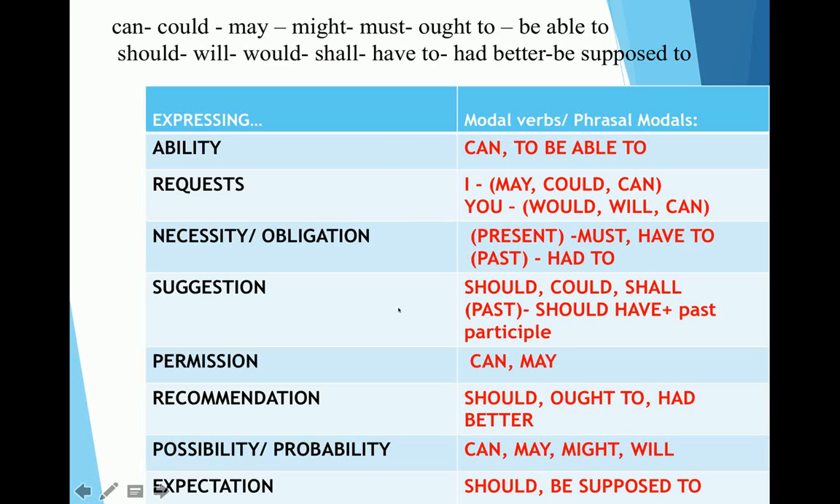To express suggestion, you can use should, could, shall, and in the past, you can use should have plus past participle. To ask for permission, you can use can or may. Recommendation, should, ought to, had better. Possibility or probability, you can use can, may, might, or will. In expectation, should or be supposed to. Make sure you show this chart to your students.